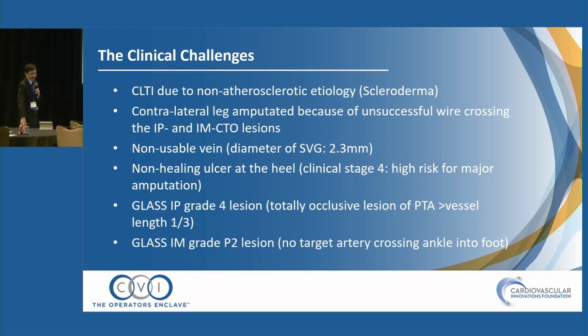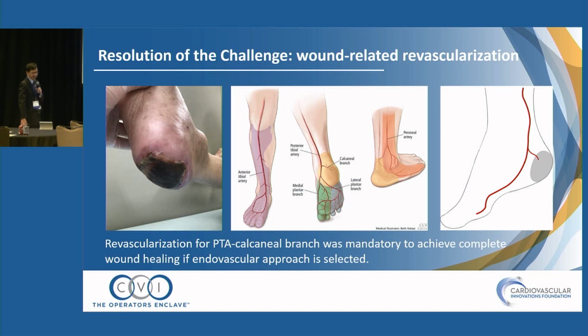The clinical challenges of this case are shown here. This case was CLTI due to non-atherosclerotic etiology. The contralateral leg was amputated because of unsuccessful wire crossing of the IP and IM CTO lesion. He had a non-usable vein, with the saphenous vein graft diameter at 2.3 millimeters, and a non-healing ulcer. Anatomical severity was GLASS IP grade 4 and IM grade 2. Based on our experience, if an endovascular approach is selected, revascularization of the posterior tibial artery to the calcaneal branch is mandatory to achieve complete wound healing.